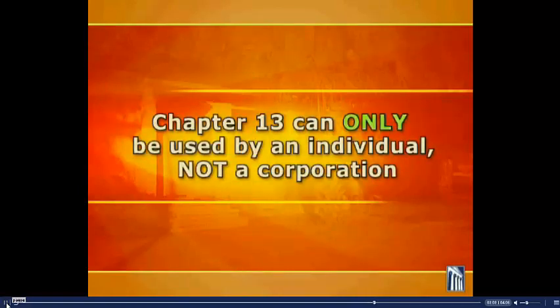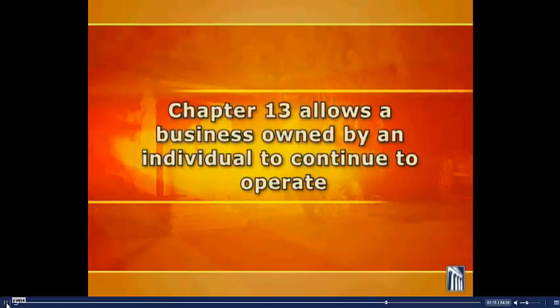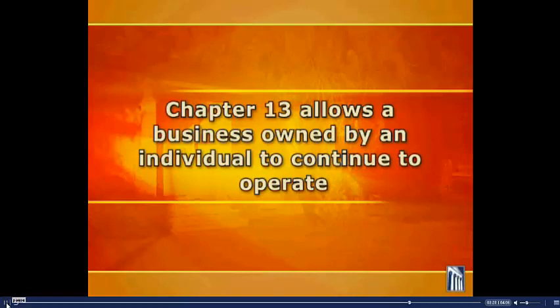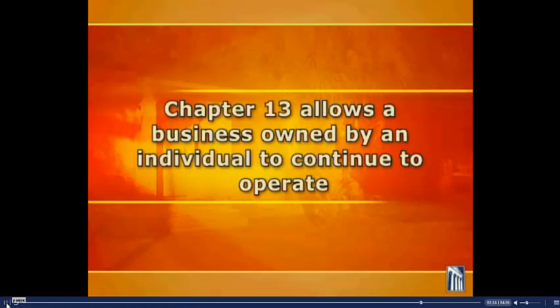Chapter 13 can only be used by an individual debtor, not by a corporation. An individual engaged in business, not as a corporation, might use Chapter 13 to pay debts or settle them over a period of time while he or she continues to own and operate the business. However, Chapter 13 can be used only if the total debts owed are less than certain limits for secured and unsecured debts.